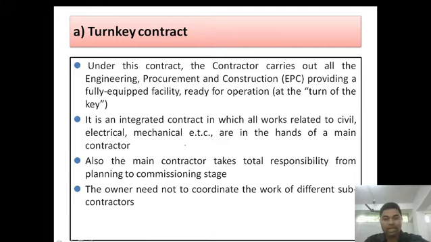Also, the main contractor takes total responsibility from the planning to the commissioning stage. The owner need not coordinate the work of different subcontractors. What is the duty of the owner? He just needs to keep track of whether things are going smoothly or not. He just coordinates with the different subcontractors. So this form of contract is known as turnkey contract.